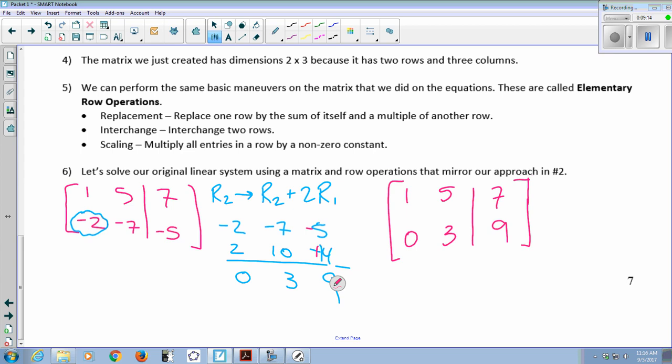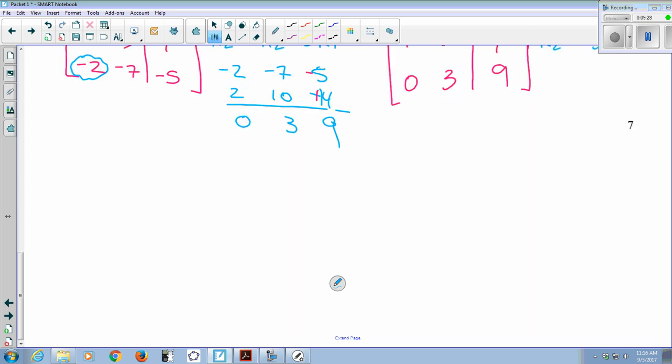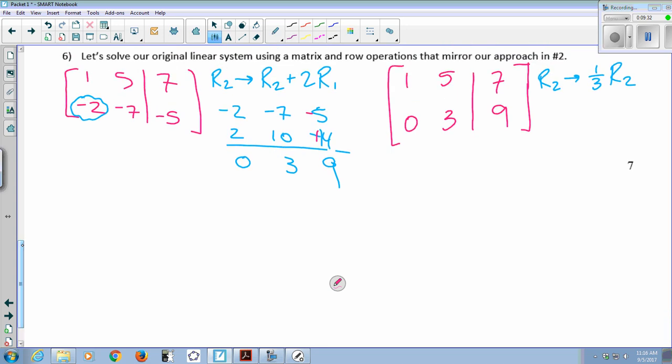All right, so now I'm going to scale row 2. So my next step is that row 2 is going to become 1/3 row 2. So my next matrix is going to be 1, 5, 7, 0, 1, 3.